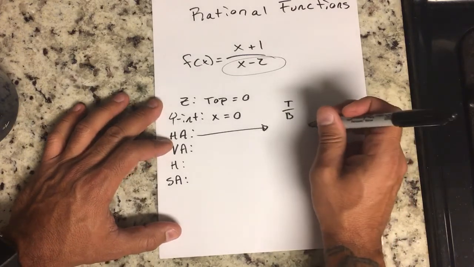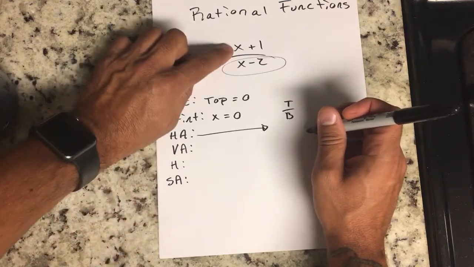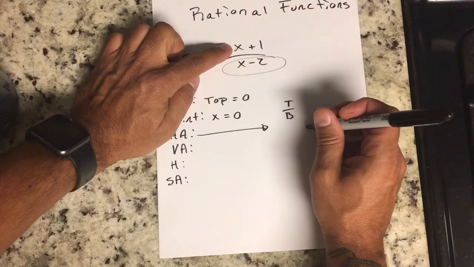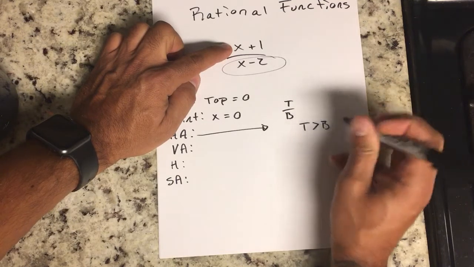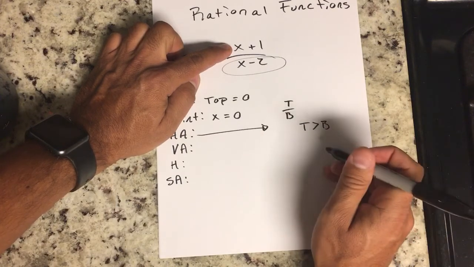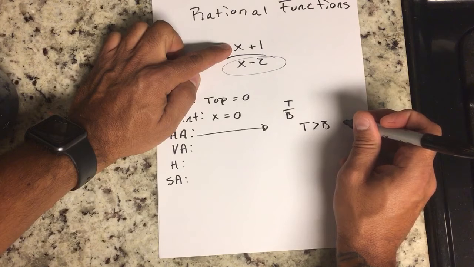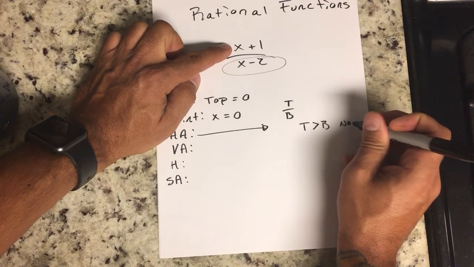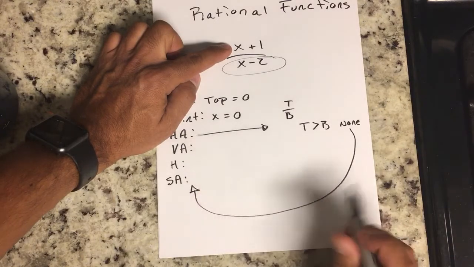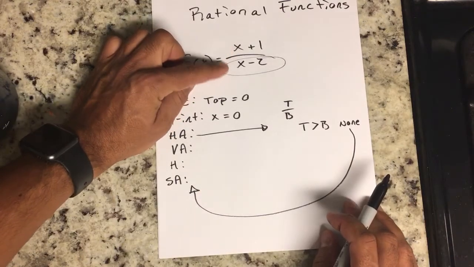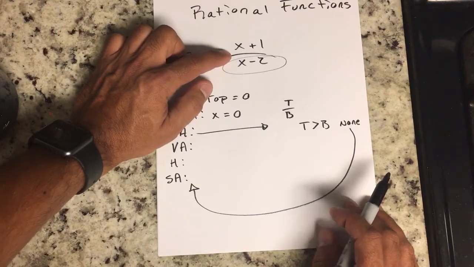If the degree on top, this has a degree of 1. If the degree on top is larger than the degree on bottom, and I'm talking about degrees here, there is no horizontal asymptote. And the reason that there's not one is because there's a slant asymptote that I need to find using either synthetic division or long division. And I'll show you some examples of that.